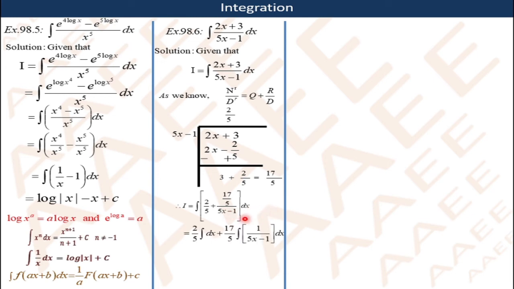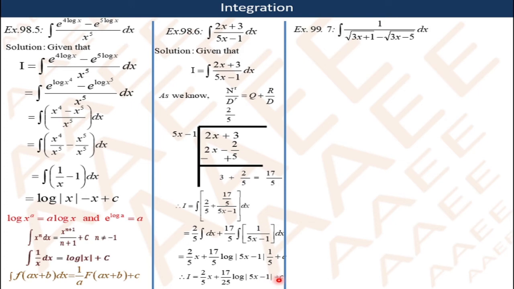Let us separate the terms. 2 by 5 integration of dx plus 17 by 5, which is constant, integration of 1 upon 5x minus 1 dx. The integration of the first term is x, and the second is 17 by 5 log of mod of 5x minus 1, using the identity with 1 upon a, where here a is equal to 5, plus c. If you simplify, it will be 2 by 5 x plus 17 by 25 log of mod of 5x minus 1 plus c. It is the required answer of the integral.